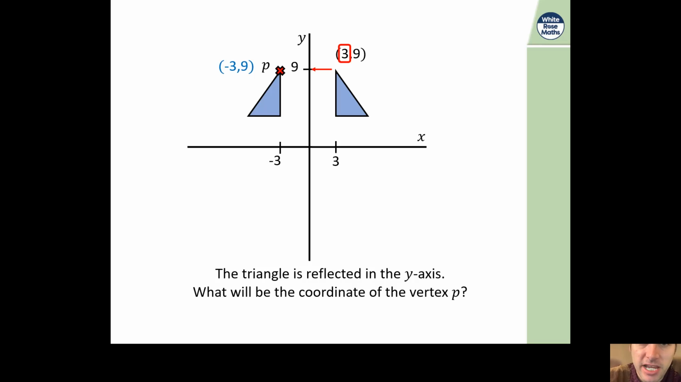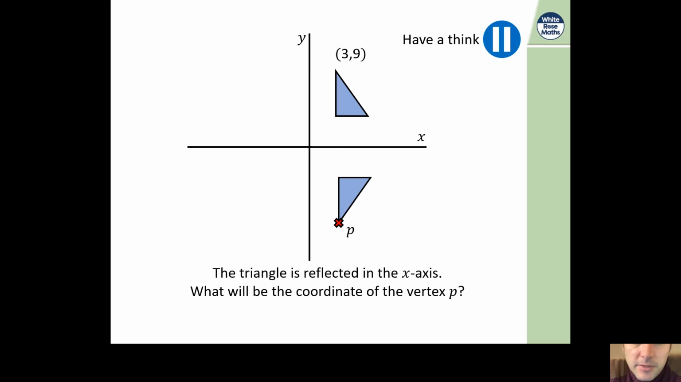As you see, the distance is 3 from that y-axis, and therefore it'll be 3 from the y-axis the other way, and it'll be 9 as a positive value, so it's going to be 3 negative, so therefore the point becomes -3 and 9.